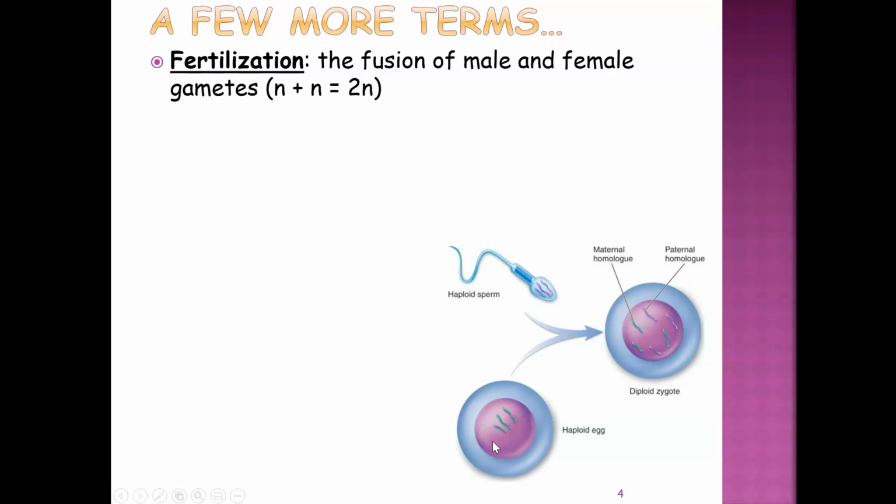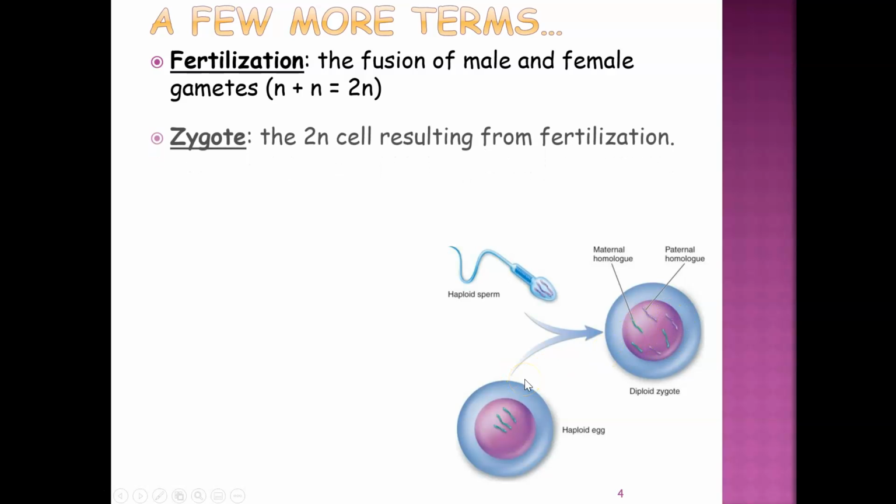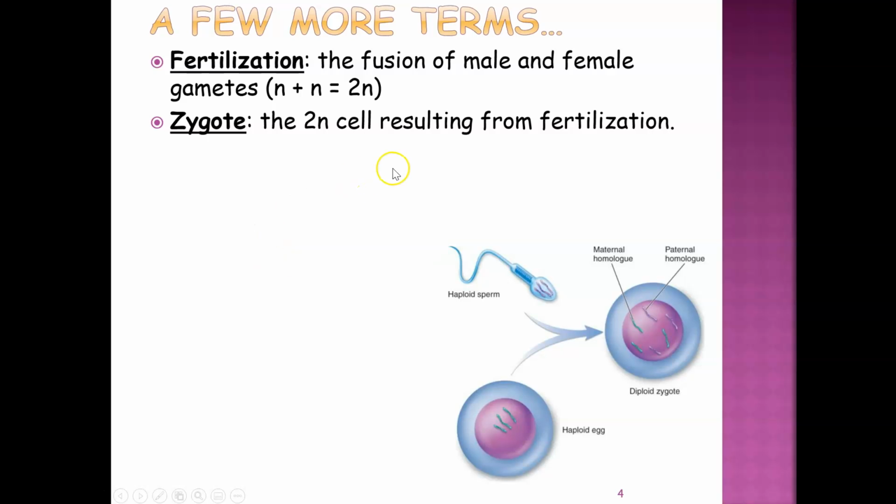This is not an example of human fertilization, by the way, because we have way more. We have 23 chromosomes and 23 chromosomes here. But when they come together, they fuse, and there is now double the number of chromosomes, 2n. 1, 2, 3, 4, 5, 6, as opposed to 3. So the resulting cell from fertilization is known as a zygote, and it has a diploid number of chromosomes.